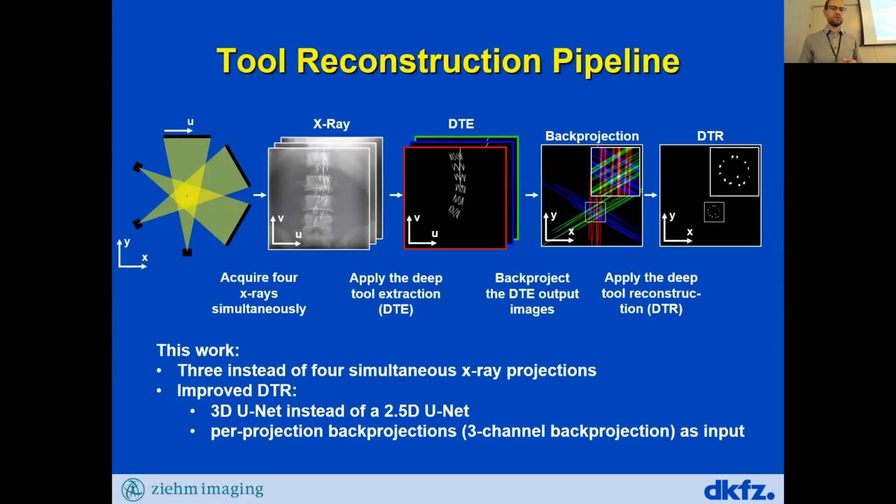So in this work, we want to improve this pipeline in 3 ways. First, we reduce the number of X-ray projections from 4 to 3. Secondly, we don't back project the 3 deep tool extraction output images into the same volume, but into 3 separate volumes. I'll refer to this as a 3-channel back projection. It is illustrated here by the different colors. And the third change is that we use a 3D unit instead of a 2.5D unit for the deep tool reconstruction.